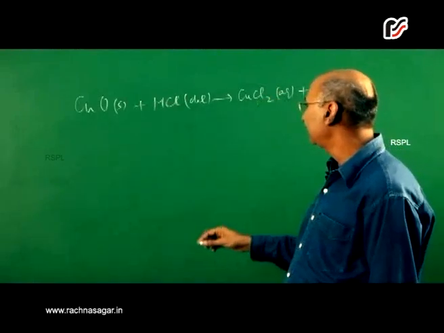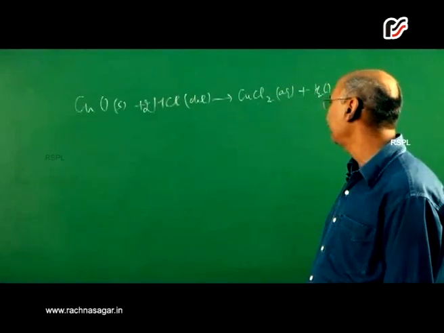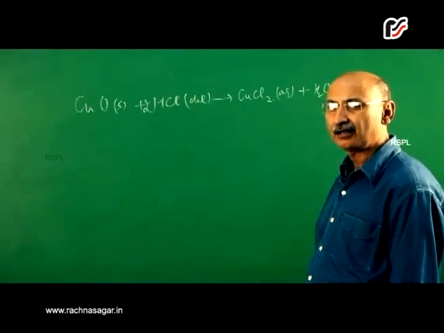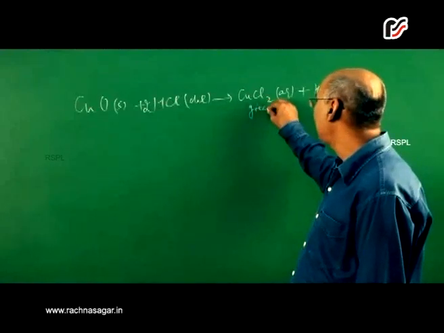In copper chloride there are 2 chlorine atoms, so we have to multiply HCl by 2 so that the reaction is balanced. What is the color of copper chloride? Green. Copper chloride is green in color.